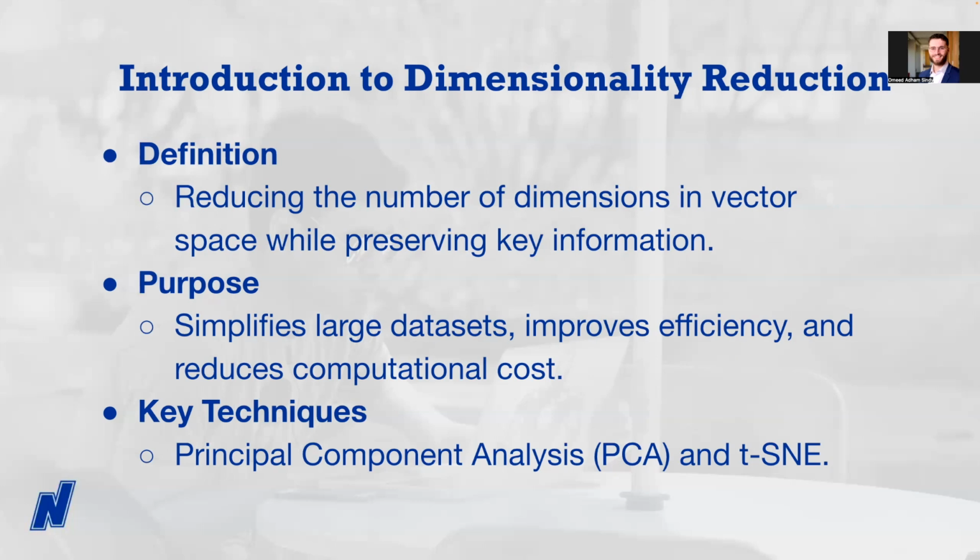Dimensionality reduction techniques like principal component analysis, PCA, and t-SNE help solve this problem by reducing the number of dimensions in a dataset while preserving as much of the important information as possible. These techniques allow us to simplify the vector space without losing too much semantic accuracy. This not only makes our models more efficient, but also helps reduce the risk of overfitting, where the model becomes too specialized to the training data and performs poorly on new data.